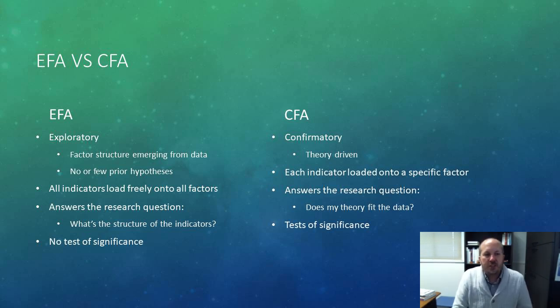EFA answers the question, what's the structure of the data? What's the structure of the indicators? What's the structure of the factors? Where CFA is really, does my theory fit the data? My theory about these latent constructs and what measures them. In EFA, there are no tests of significance, where in CFA there are. We have our model fit indices and other tests of significance.